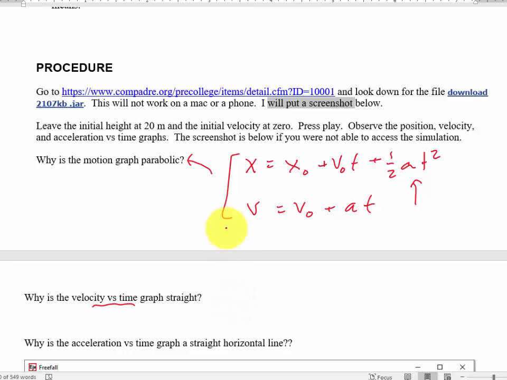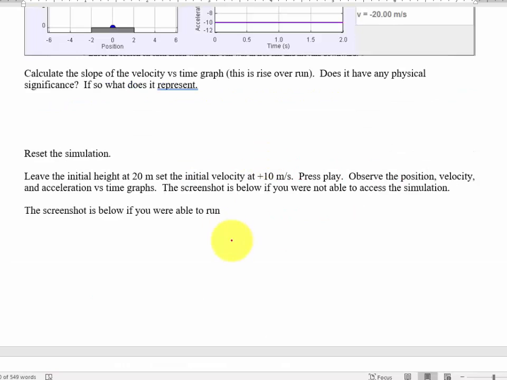I'm going to jump forward just a little bit in the simulation here, so bear with me for just a second. Alright, we are past the point where I don't want you peeking. Now I have you calculate the slope of the velocity versus time graph. Pretty straightforward. Something that you know is that the slope is going to be the rise over the run. So we're taking a look at the change in velocity over the change in time. That is the slope of this graph. And think about if it has any physical meaning, and please remember to include units.